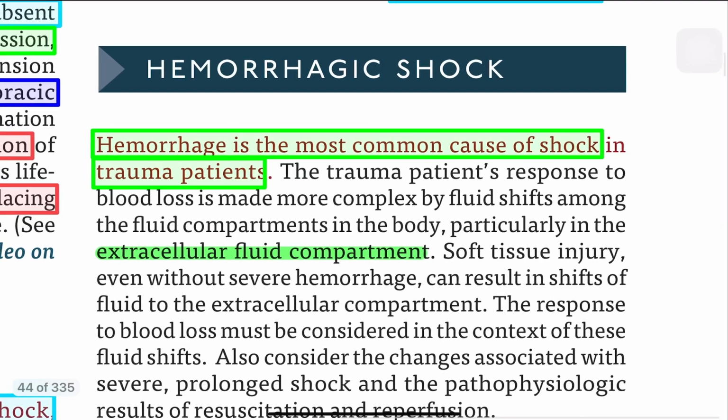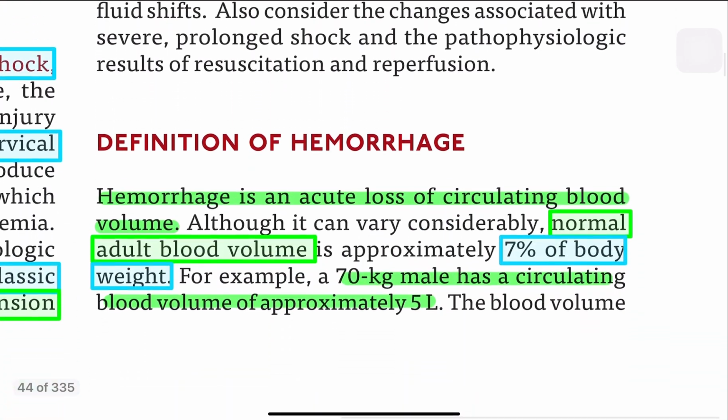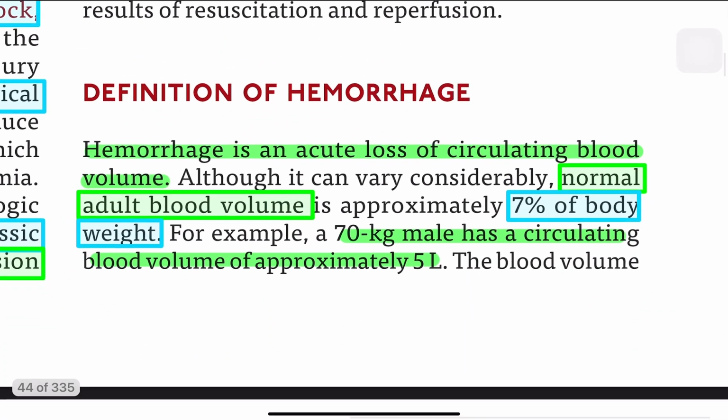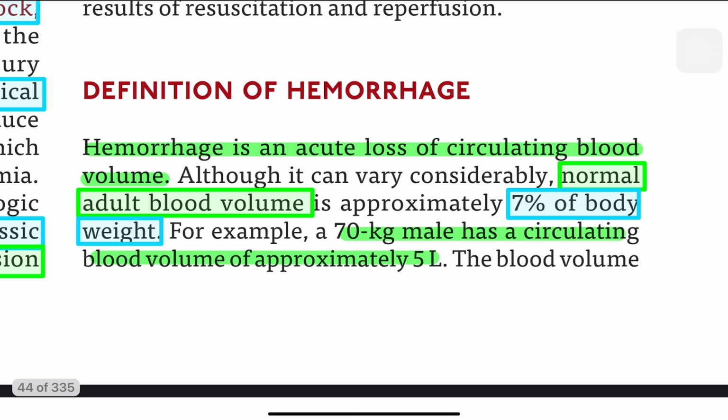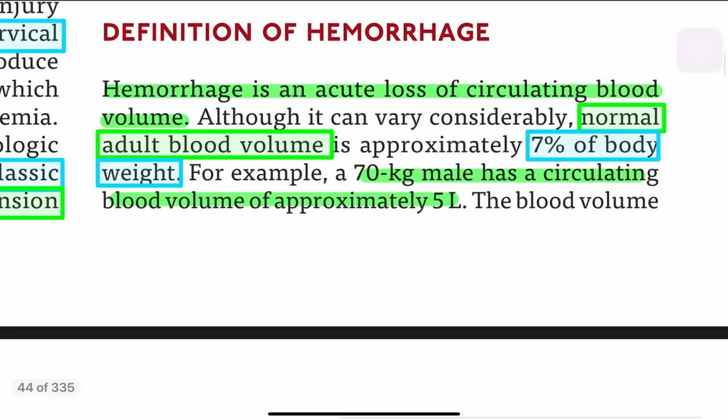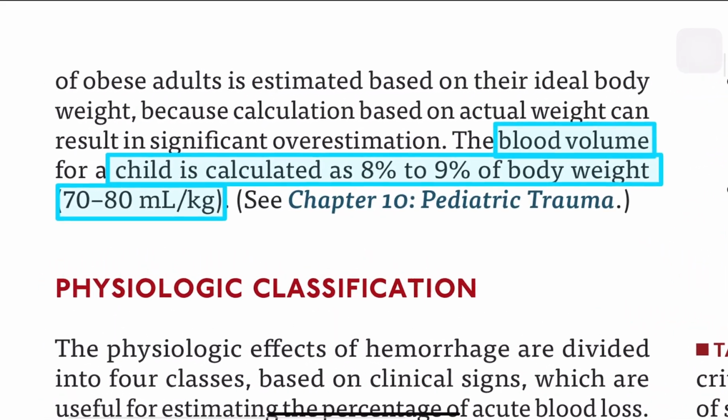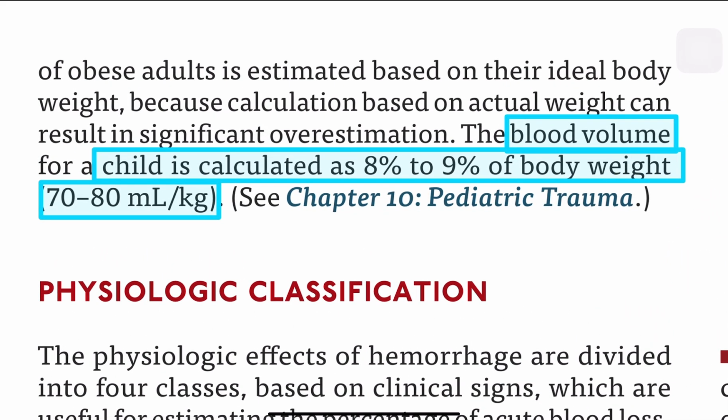Then hemorrhagic shock. Hemorrhage is the most common cause of shock in a trauma patient, told multiple times. Normal adult blood volume is approximately 7% of total body weight. Important line, 7%. So a 70 kg male will have around 5 liters of blood. And the blood volume in a child is calculated as 8 to 9% of body weight, so 70 to 80 ml per kg. So in adult 7%, in child 8 to 9%. In ml, it is 70 to 80 ml per kg.